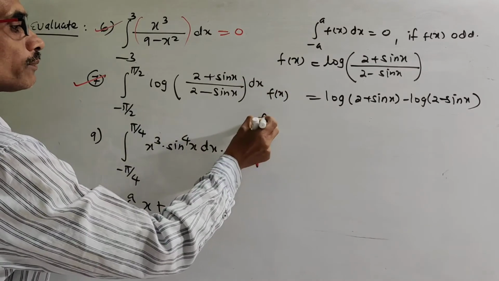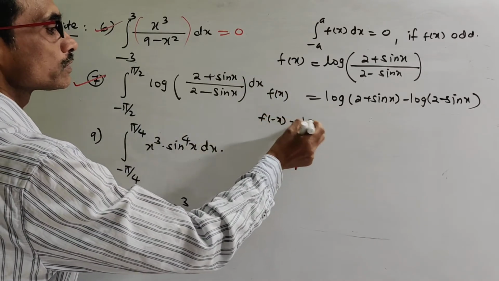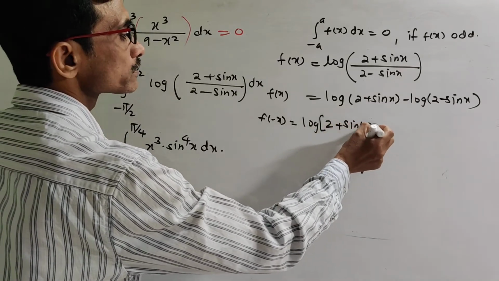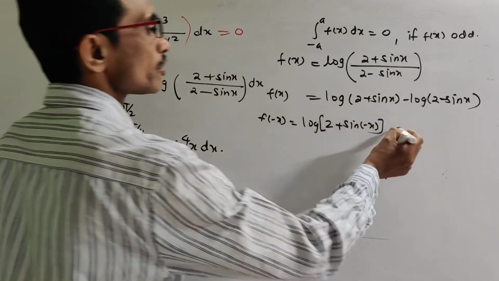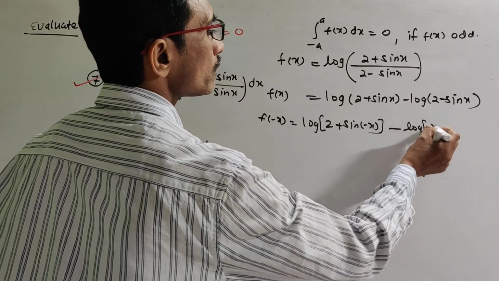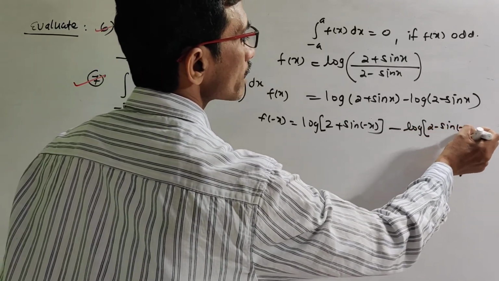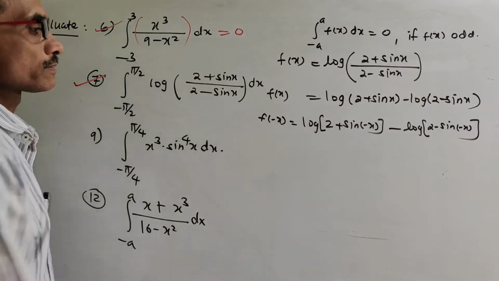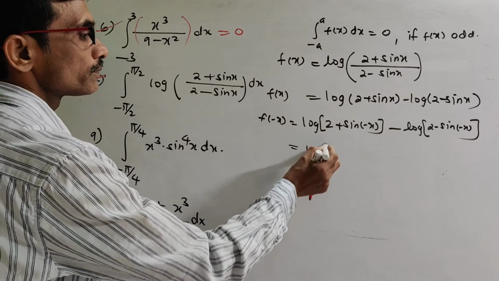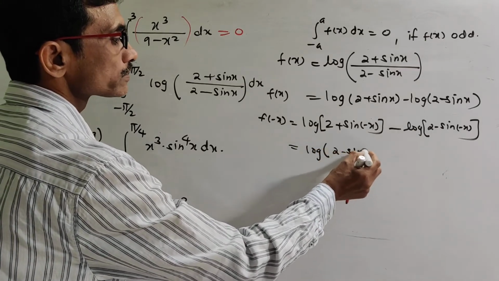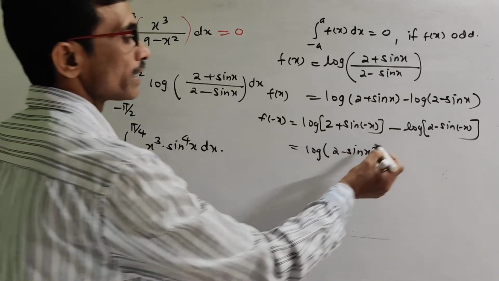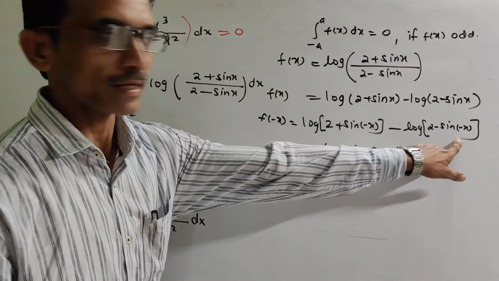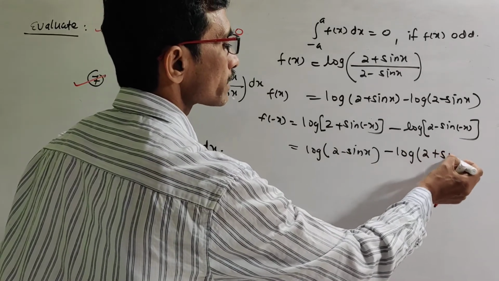Now we write f of minus x, which is log of 2 plus sin of minus x minus log of 2 minus sin of minus x. Sin of minus x is minus sin x, so it is log of 2 minus sin x minus log of 2 plus sin x.